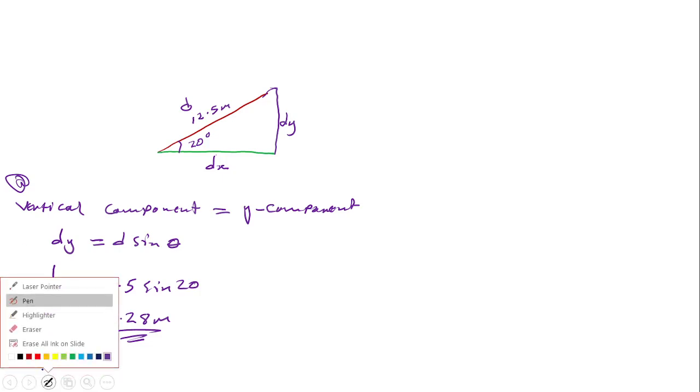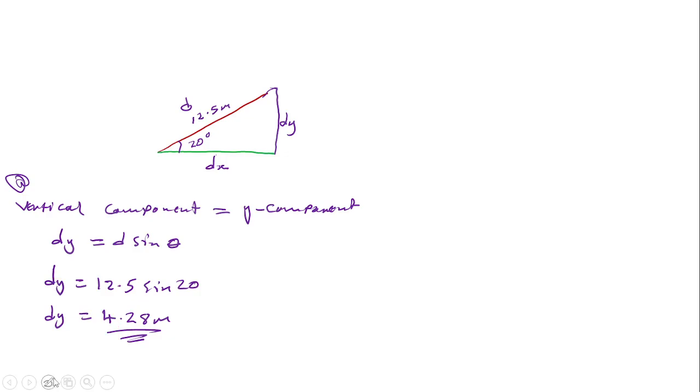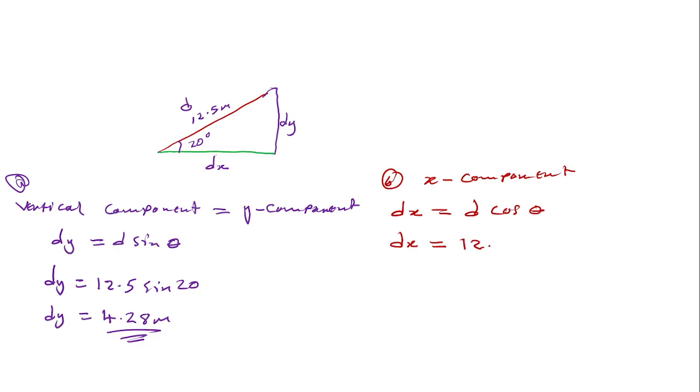So we can look for the horizontal component, and this horizontal component is just the x component. The x component is the same as the horizontal component. In such a case, you say dx is equal to d cos theta, so dx is equal to 12.5 cos 20 degrees.